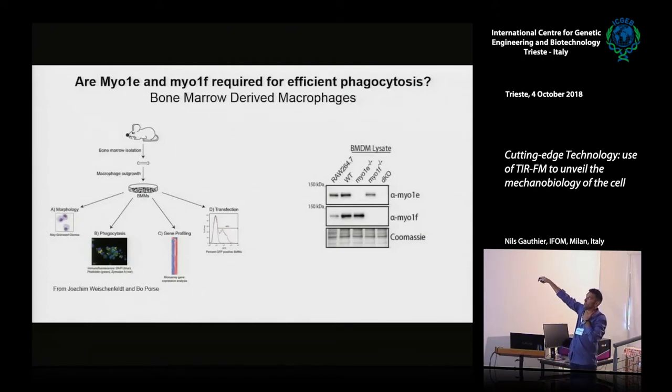But we have also myosin 1E knockout, myosin 1F knockout, and we have the double knockout. Then the advantage of that is that you can start to decorticate the implication of all those myosins by having a very clean background and in a primary system.